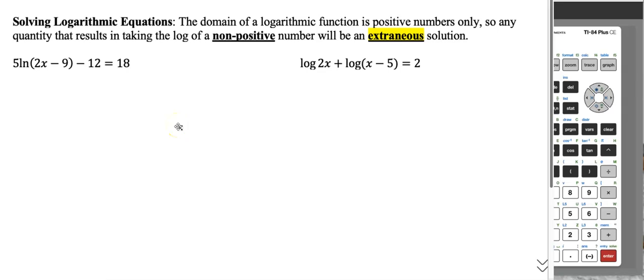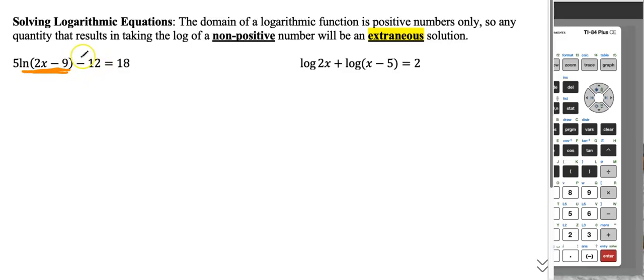All right, welcome to part 2. We're about to level up on solving logs. So on the first one, I've got 5 natural log 2x minus 9 minus 12 equals 18. So a whole lot of numbers. This is what we're trying to get by itself. I'm trying to get the natural log by itself.